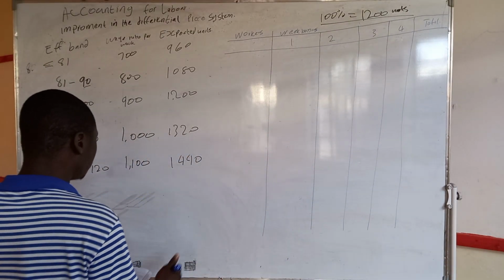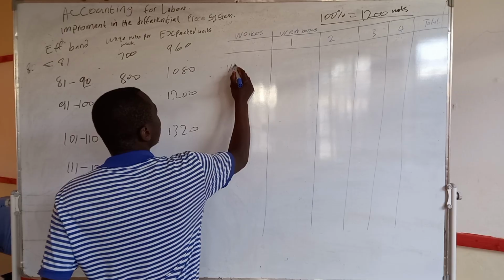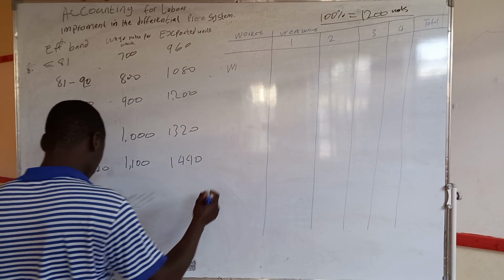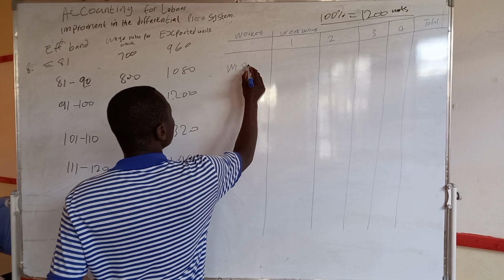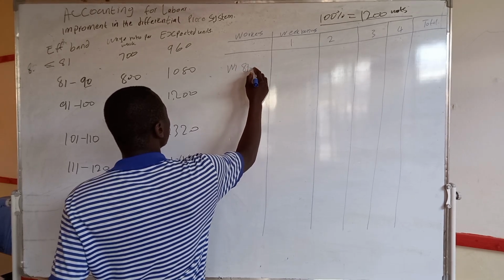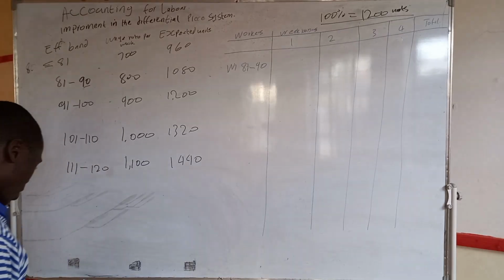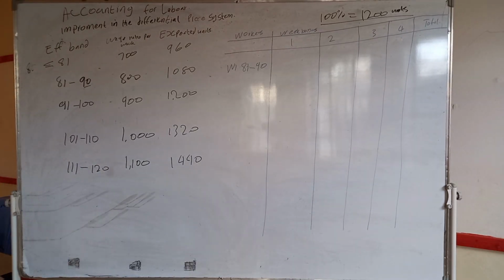We have worker 1. The first worker is in the band of 81 to 90. That's worker 1. So how much did he produce that week?